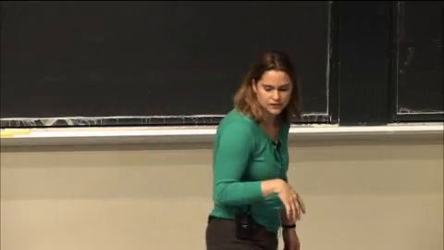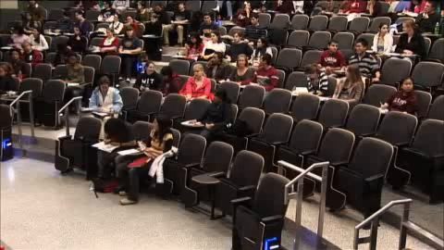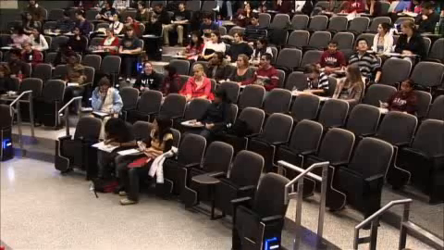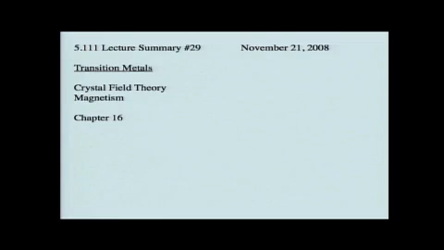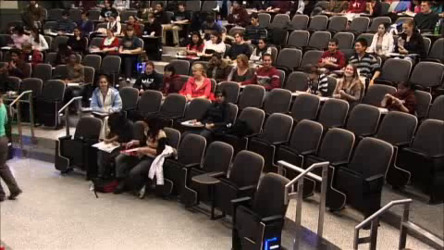Okay. So we're going to continue with transition metals. We're talking about crystal field theory and magnetism. You should have a handout for today, and you should also have some equipment to make models of orbitals and coordination complexes. These are not snacks. They can be snacks later. Right now, they're a model kit.